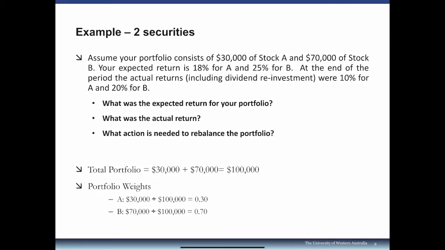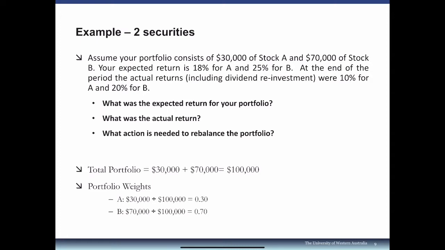Why don't we look at a numerical example? This is actually quite an important example. Assume your portfolio consists of $30,000 of stock A and $70,000 of stock B. Your expected return is 18% for A and 25% for B. At the end of the period, the actual returns, including dividend reinvestment, remember what we talked about in week 10, such that your annual return is just compounded returns, which makes calculation easier, were 10% for A and 20% for B.